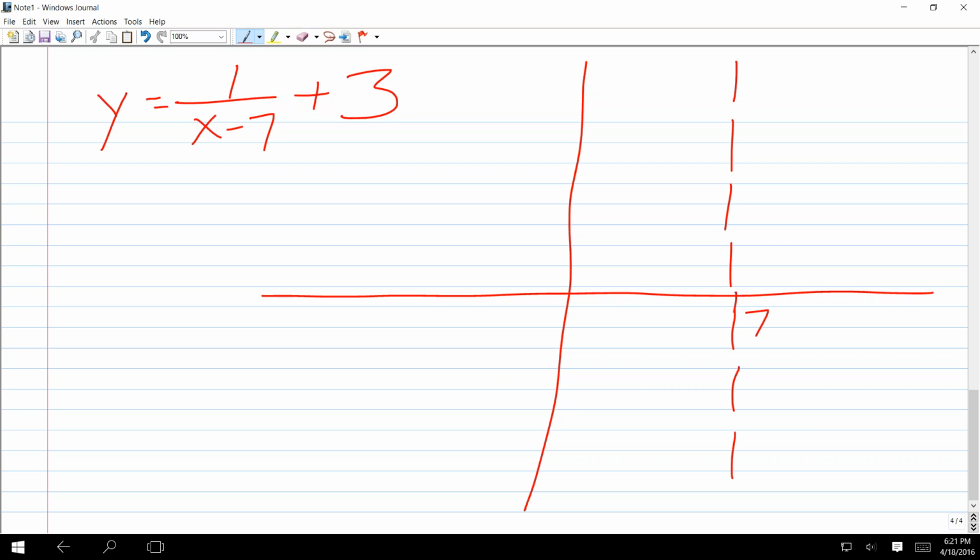Where's the horizontal asymptote? Wouldn't it just be at 0? Well, it would be at 0 if that's the only thing that matters. But this plus 3 is a vertical shift up 3 units, and that moves your horizontal asymptote. And that's only ever a vertical shift, never a horizontal shift. Correct. So there's our vertical asymptote, and now we have a grid with which to plot.